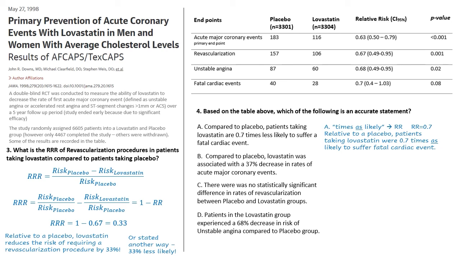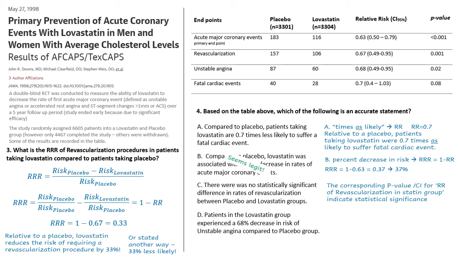B. Compared to a placebo, lovastatin was associated with a 37% decrease in rates of acute major coronary events. This one seems legit and actually is the correct answer. It correctly uses relative risk reduction to convey results, which are statistically significant. Answer choice C. There was no statistically significant difference in rates of revascularization between placebo and lovastatin. The corresponding p-value and confidence interval for relative risk of revascularization in the statin group indicate statistical significance.